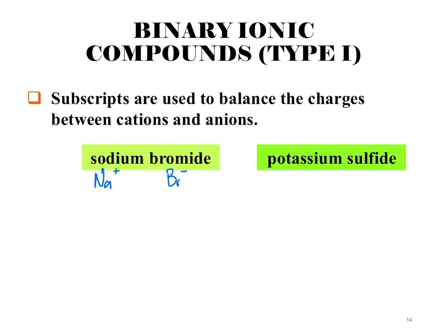Right, so we have a +1 and a -1, which means the chemical formula for this should be what? Right, how would we write the chemical formula for this compound? NaBr, right? We don't need any subscripts because we don't write 1s, but we only need 1 of each element to get the net charge to equal 0. What about potassium? What's the charge on potassium? +1. Right, so this is going to be K +1.